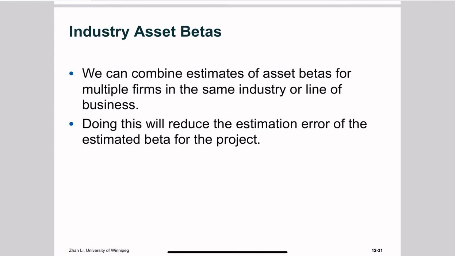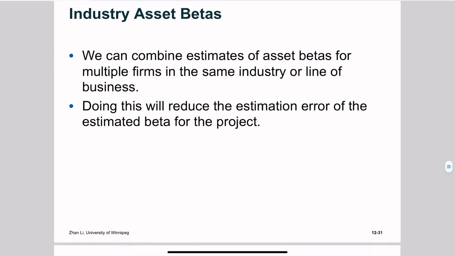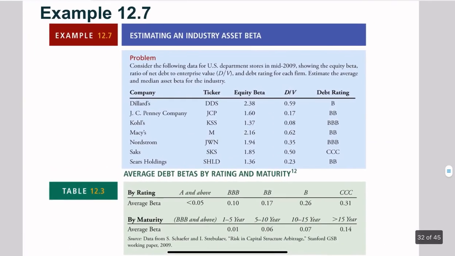In this case, if you have multiple firms, you can combine the estimates of asset betas for those multiple firms. So you could use an average number. We know that averaging across different numbers can generally reduce the estimation error. So this implies that when you have multiple comparable firms, using average industry asset betas would give you a better estimate.